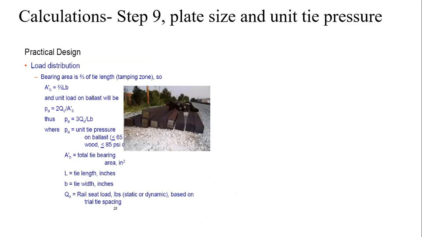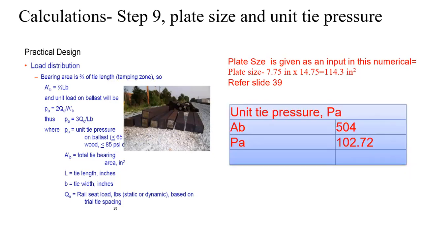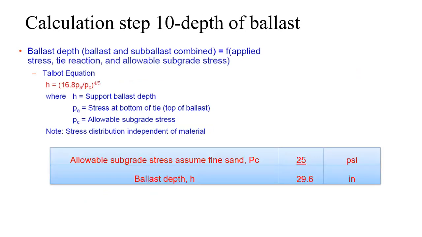Now we know how this plate load is designed. As you can see, we have already been given the plate size on slide 39. So we know the area of the plate, and we can find PA, the unit tie pressure, as 102.72 psi. Now, for the depth of the ballast, we use the Talbot equation. PA is calculated, and PC we have calculated.